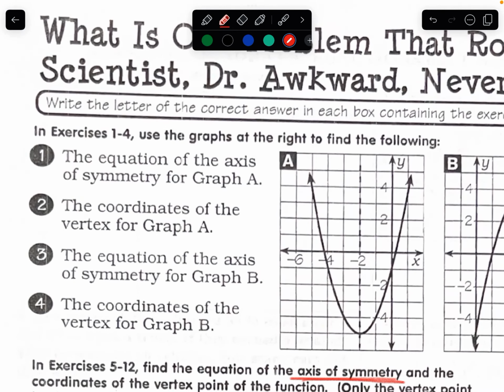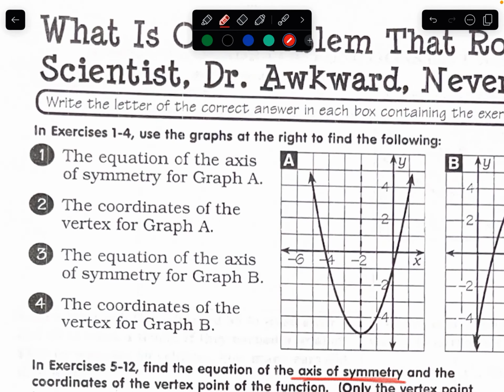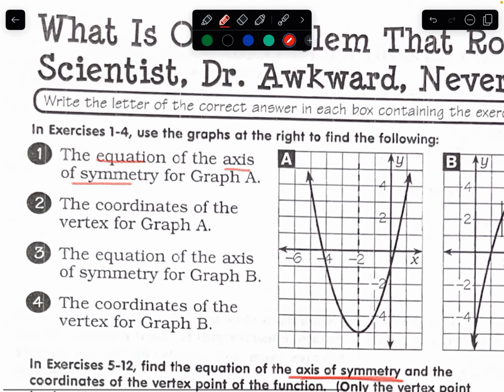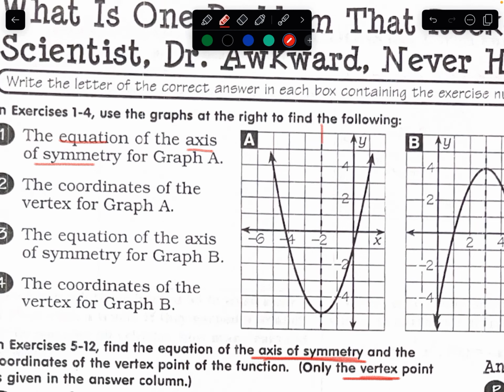The graph, the equation of the axis of symmetry for graph A. So this line is the axis of symmetry: x equals -2. The coordinate for the vertex is -2, and that's the vertex there, -5.